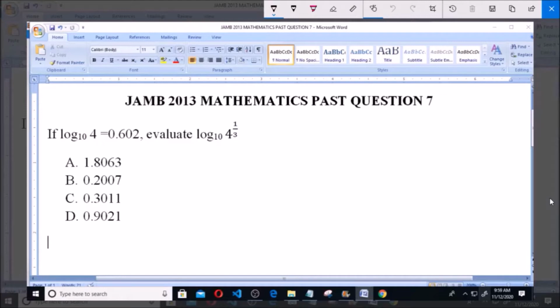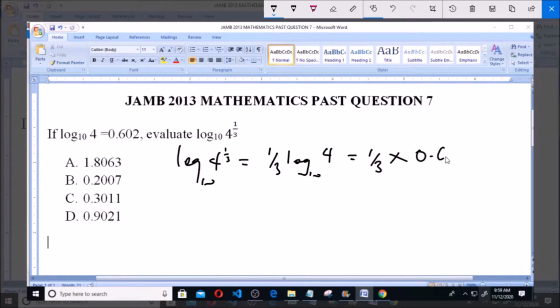I will be answering JAMB 2013 Mathematics Past Question 7. If log 4 base 10 is equal to 0.602, evaluate log 4 raised to the power of 1 over 3 base 10. Now, we're given that log 4 base 10 is equal to 0.602, and we're asked to evaluate log 4 raised to the power of 1 over 3 base 10. Now, this is equal to 1 over 3 log 4 base 10, and this is equal to 1 over 3 multiplied by log 4 base 10.